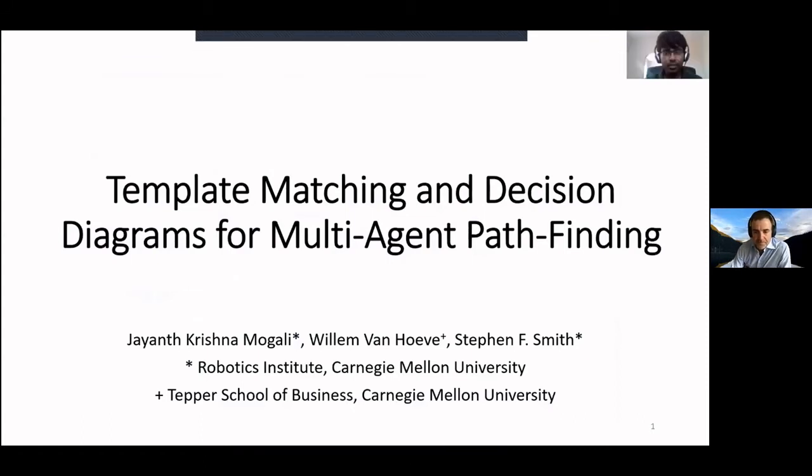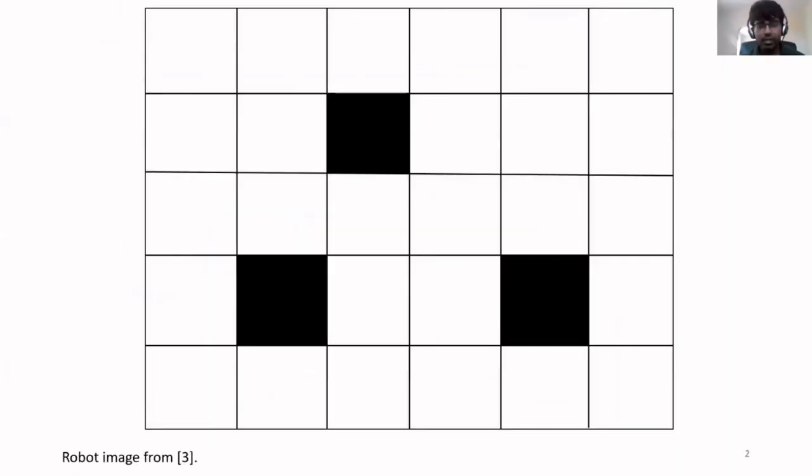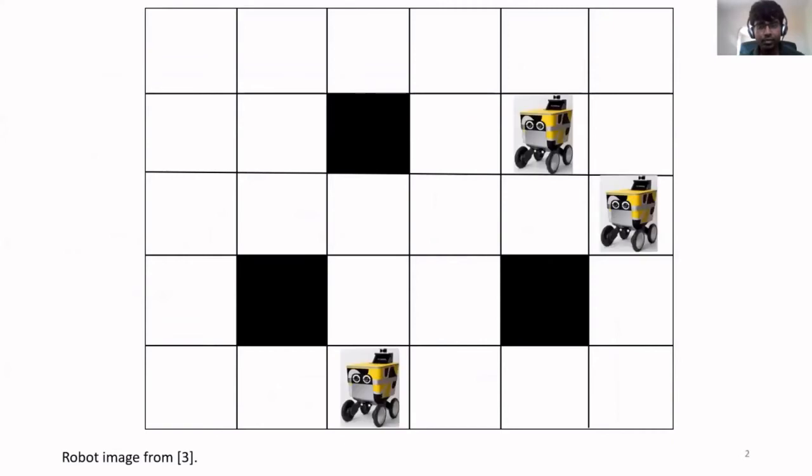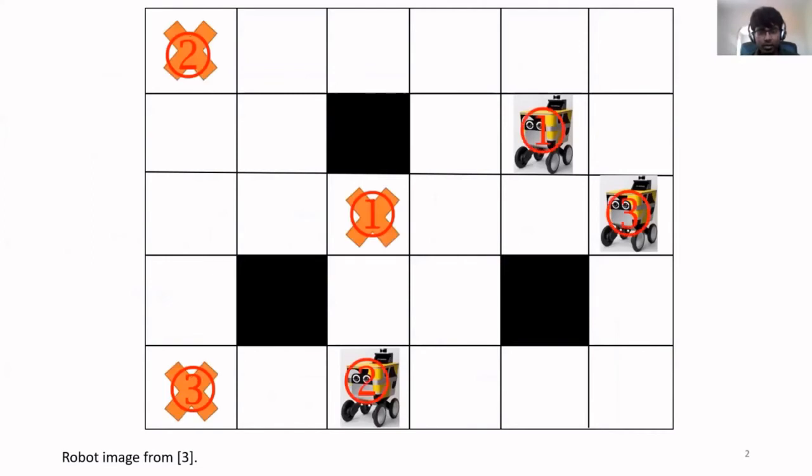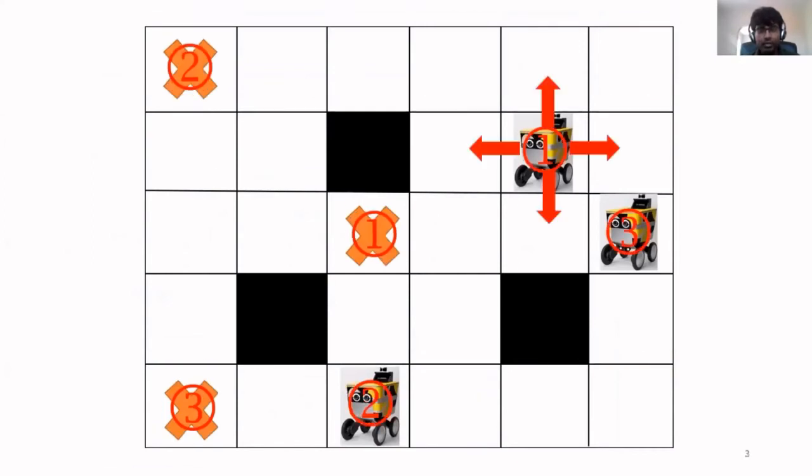Hi, this is Jayanth Mogali, and I will be presenting some joint work with Professor Willem van Hoeve and Professor Stefan Smith on template matching and decision diagrams for multi-agent pathfinding. Let me begin by explaining the MAPF problem on the grid world. We are given a set of robots occupying different locations on the grid. We're given a set of goal locations, one for each robot.